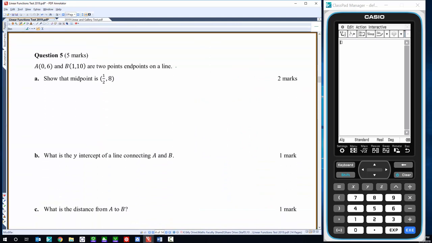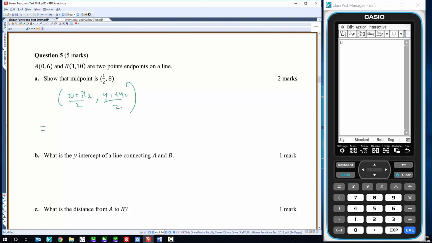All right, so this is our first show that question, and what we're going to do is use some mathematics to show that the midpoint between these two coordinates is this coordinate pair. Okay, so we're just going to note that the midpoint formula is x1 plus x2 over 2, the average of the x values, y1 plus y2 over 2, average of the y values.